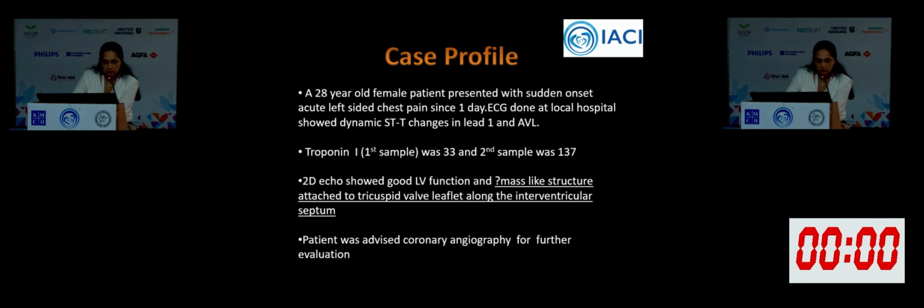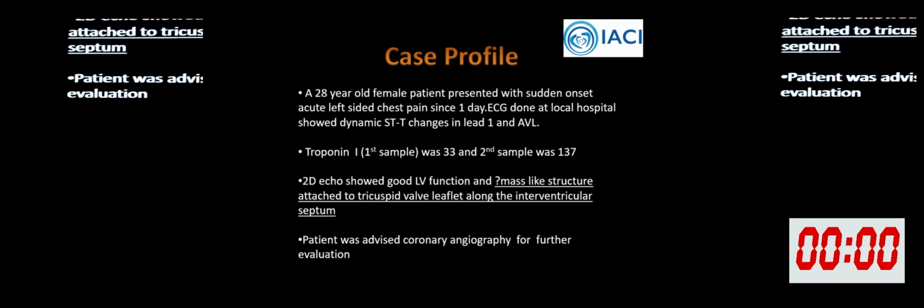Ours was a 28-year-old female patient. She presented with sudden onset acute left-sided chest pain since one day, and at a local hospital, the ECG revealed dynamic ST-T changes in lead 1 and aVL. Troponins were mildly high with a rising trend. But 2D echo incidentally showed good LV function and a suspicious mass-like structure attached to the tricuspid septal leaflet along the interventricular septum. But since we were seeing an acute coronary syndrome picture, she was further advised coronary angiography, and then she came to our institute.